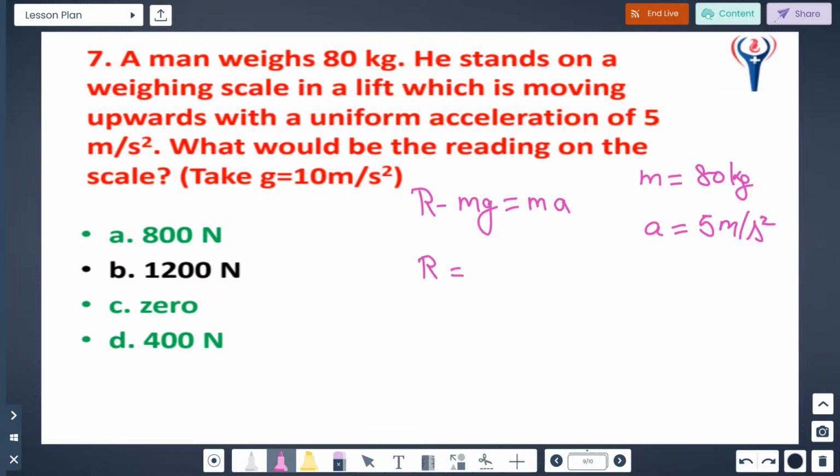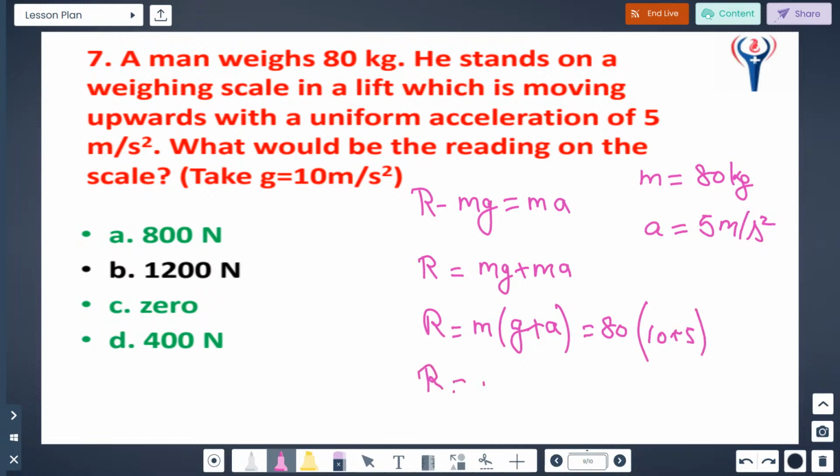R equal to mg plus ma. And R equal to m into g plus a, equal to 80 into g, which is given 10 meter per second square. So 10 plus 5, 10 plus 5 is 15. R equal to 80 into 15, that is 1200 Newton. That is option B. Option B is the correct answer.